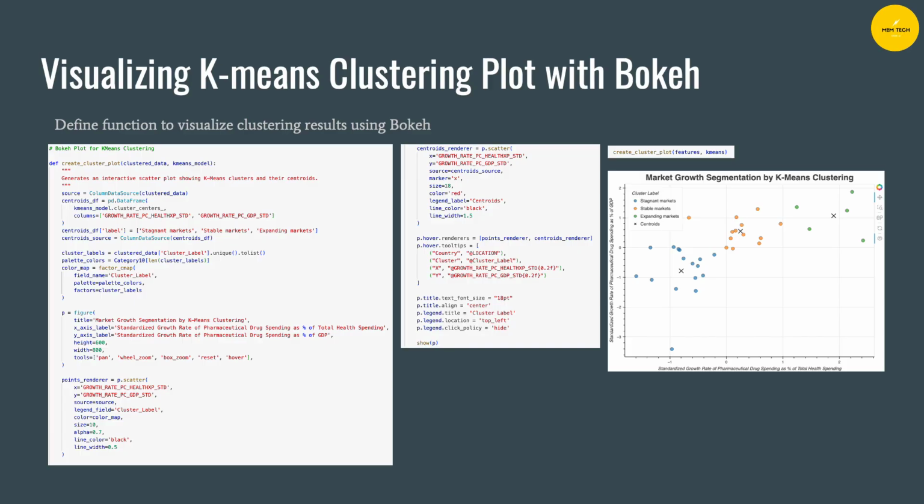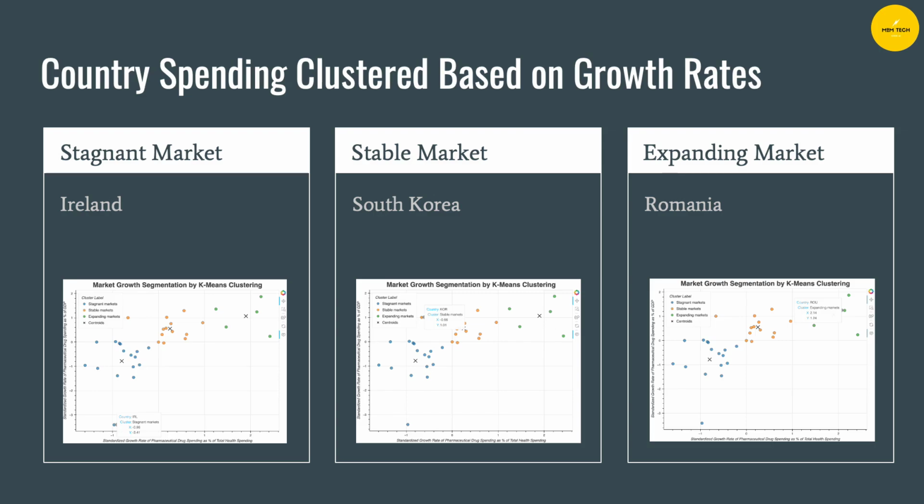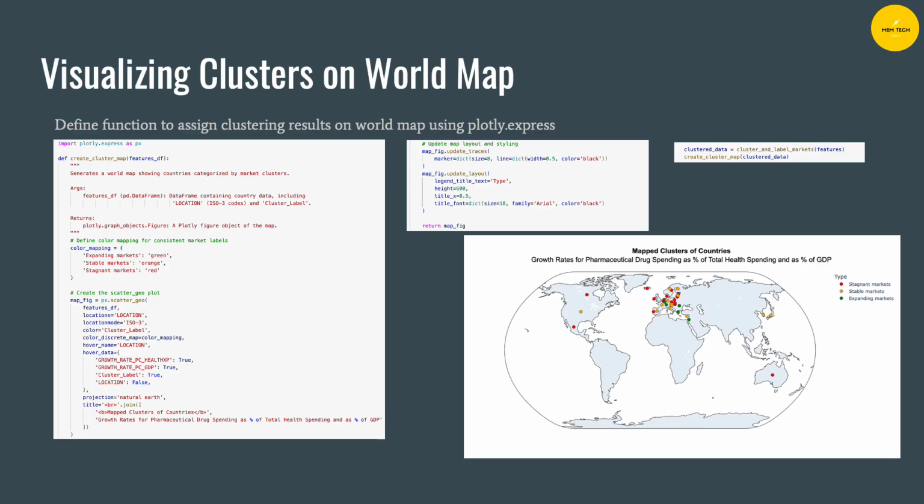Clustering results were plotted, showing 3 centroids denoted with X and the data point clusters associated with each centroid. So, stagnant, stable, and expanding markets were labeled in blue, yellow, and green respectively. Examples from each market type are displayed using Bokeh. For global analysis using Plotly, the cluster results were visualized on a world map using the code shown here.